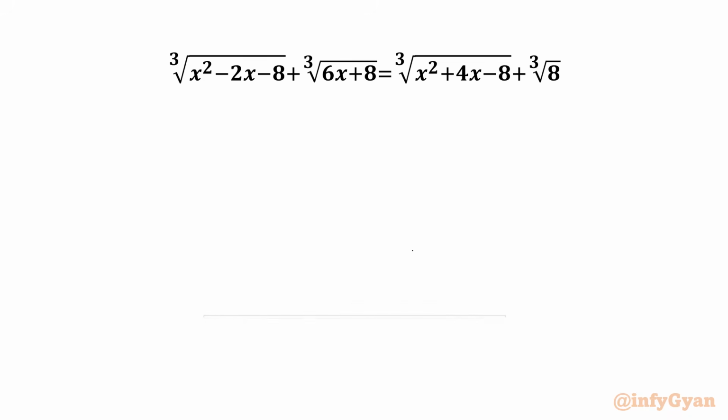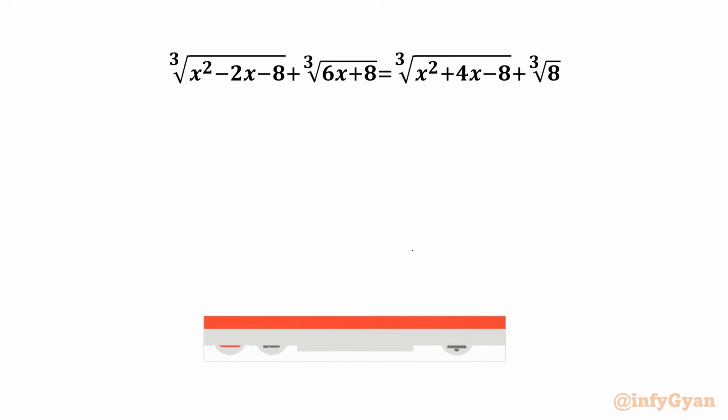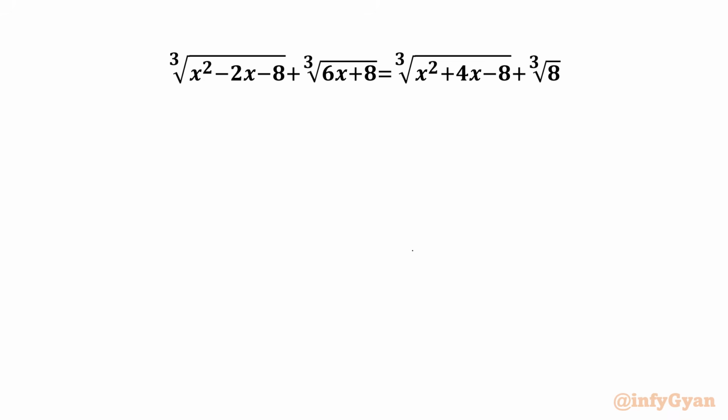At first glance, it looks like a very hard equation to solve. We have two cube roots in the LHS, two cube roots in the RHS. But if we use one very interesting method of solving cube root equations using algebraic identities, then this entire equation collapses beautifully. Now I want you to pause the video right now and try this equation by yourself first.